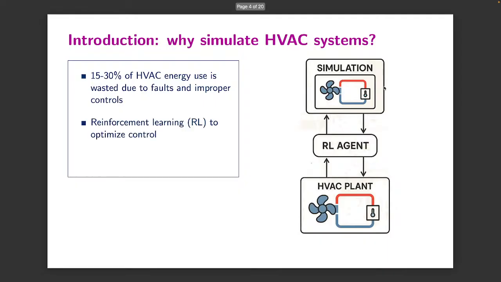As I said, reinforcement learning is an AI technique where you allow a model to train itself by interacting with a system and then receiving a reward from the system. In the case of an HVAC plant, this reward can be the energy use. It can also be the comfort of the people in the building.